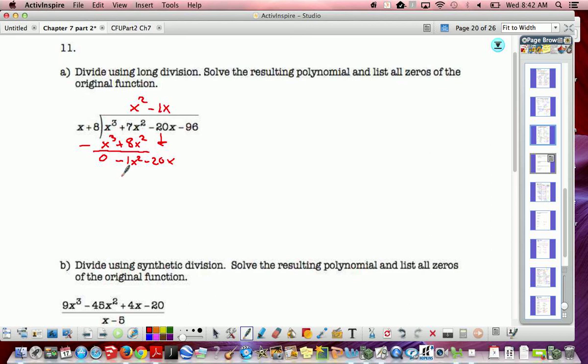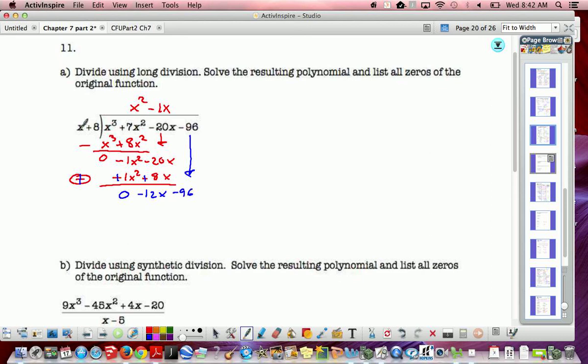So when I do the multiplication, I have negative 1x squared. Negative 1 times 8 is negative 8x. Now remember, we're doing subtraction. So you could always change it to addition, but then you got to change those signs, and then we add. So that's 0, negative 20 plus 8, negative 12x. Bring down the minus 96.